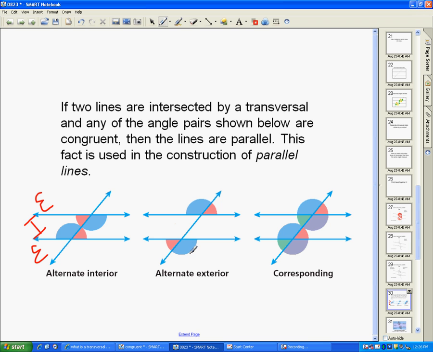For alternate exterior angles, again, remember this is exterior here on the outside. So alternate meaning they are opposite from each other, and they're exterior, they are outside, and they are angles that are opposite on the outside from each other.